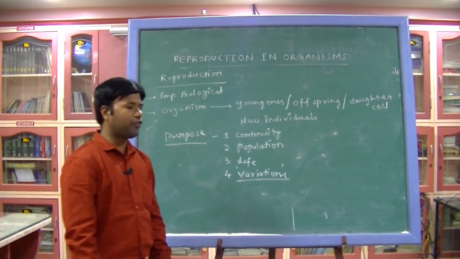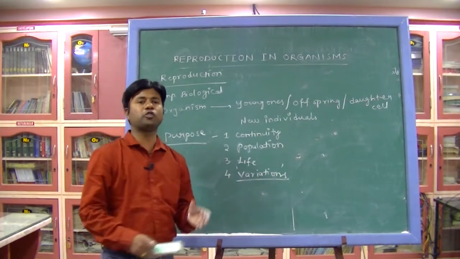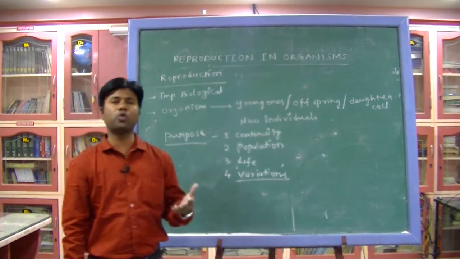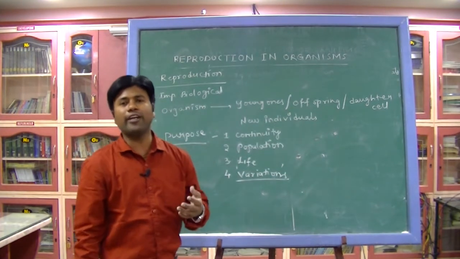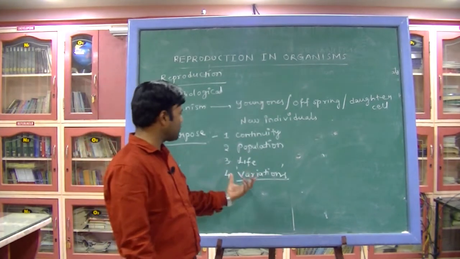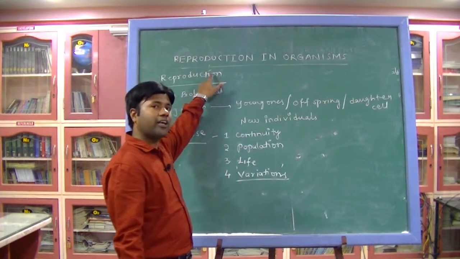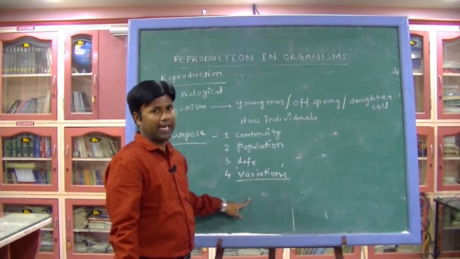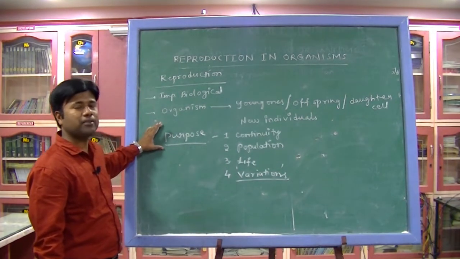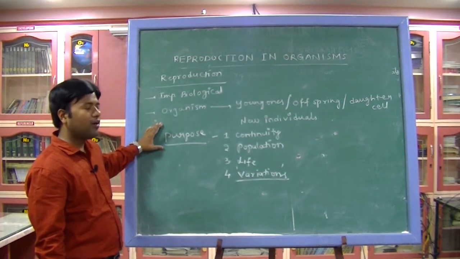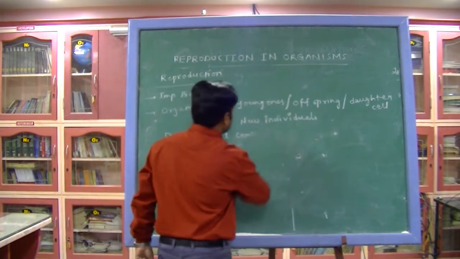For example, whatever characters your parents have may be possessed by you and your siblings. Along with those characters, you may acquire different new characters. Those new characters we call variations. That is the reason why reproduction is very important for acquiring new characters. Now, what we have learnt is what reproduction is and its purpose. Next we are going to learn about types of reproduction.